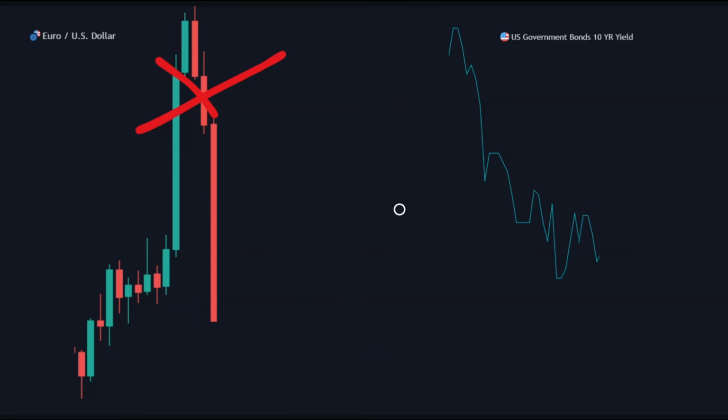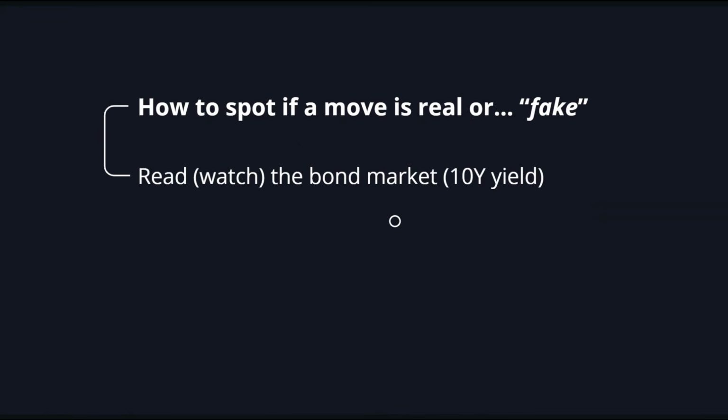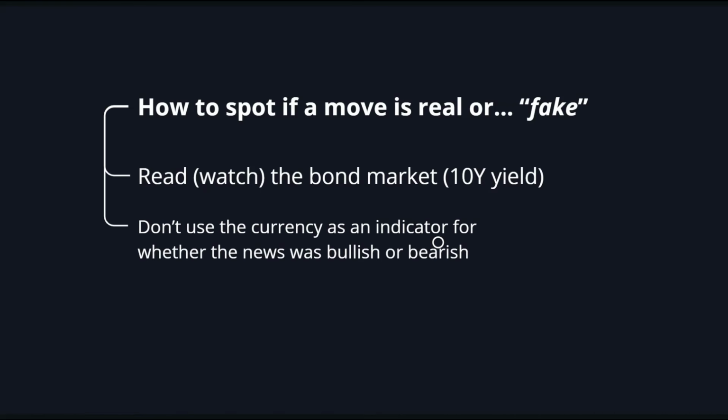So we have to go above and beyond that. You need to look at the engine behind the room. So here's a new protocol. Next time you sit down to watch a news release, CPI, NFP, FOMC, whatever, have the US 10-year yield open too. Do not stare only at the currency pair, and please do not use the currency reaction to decide whether the news was bullish or bearish. You'll always be late that way. Look at the bond market. It's going to give you much more accurate information.